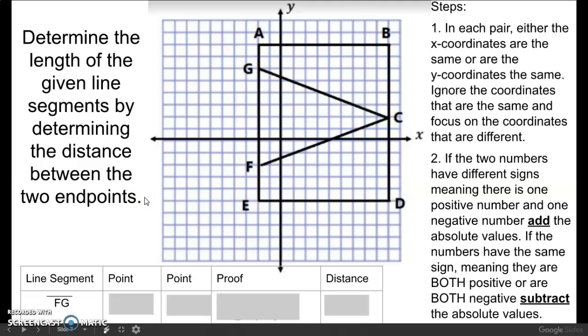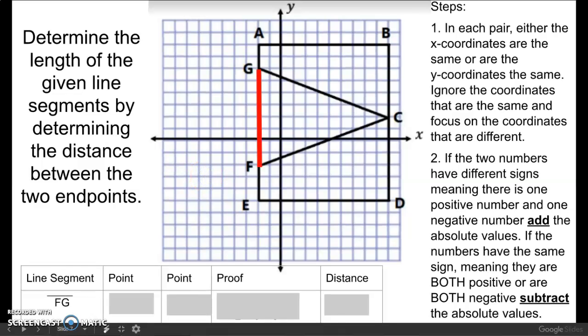For our next example, we're going to find the length of line segment FG. If you would like to do this example on your own, pause the video here, do the work, and then unpause when you're ready to go over the steps and learn the answer.